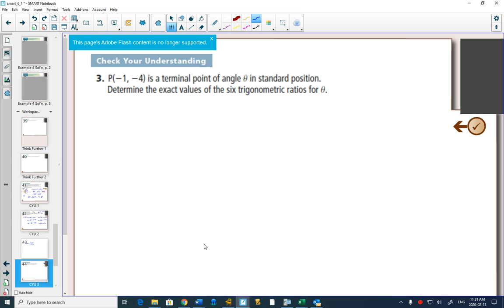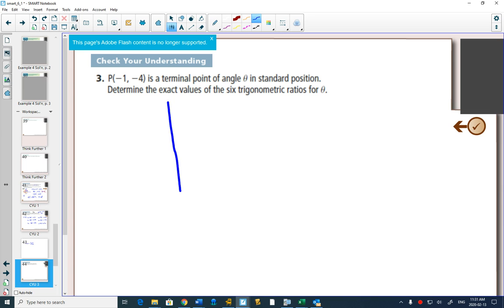Again, by teaching you a new idea, all of a sudden, a lot of questions get opened up. So technically, you have all the skills to solve this one already. But this question is going to get you to understand your CAST rule, your reference angles, angles in standard position. All of those definitions come together in this question.